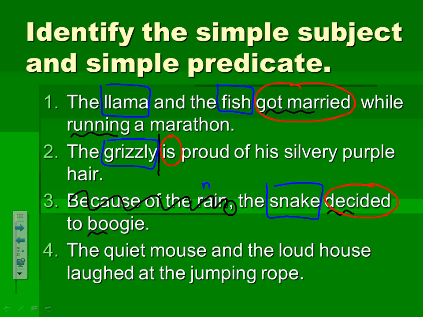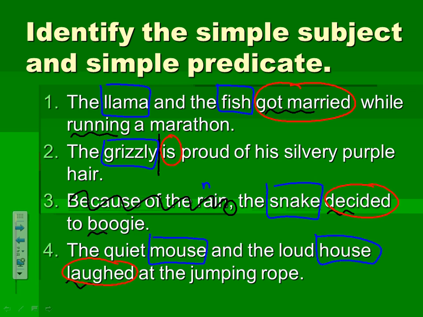So what's going on here? Well, I see 2 possible potential verbs. I see laughed and I see jumping. But when I step back from the sentence, I realize jumping is not a verb. I'm describing the jumping rope. That's actually a noun. It's not a verb at all. So I know that can't be my predicate. So that only leaves me one option. What are they doing? They're laughing. Okay. Then I'll ask myself, who laughed at the jumping rope? And that would be the mouse and the house.